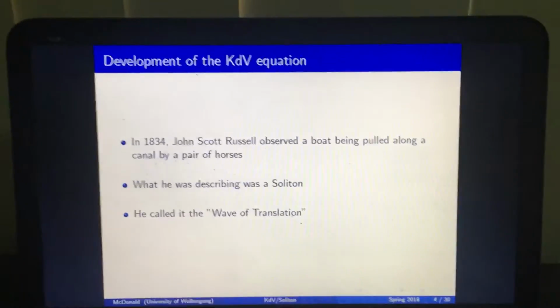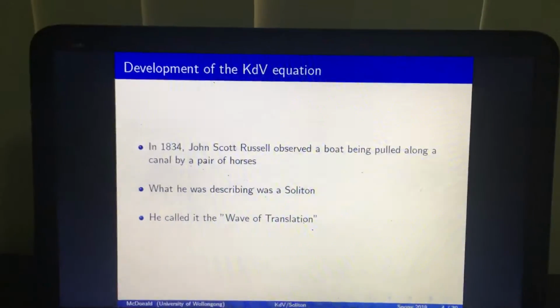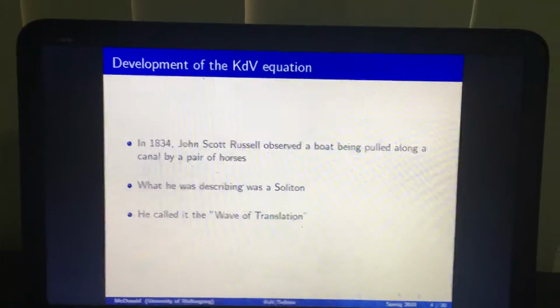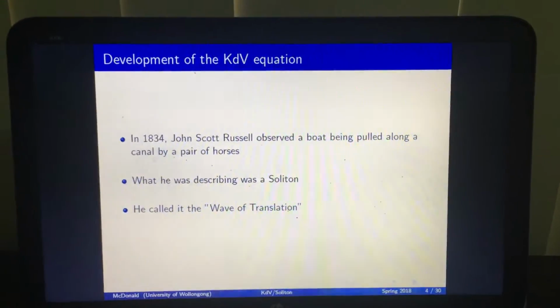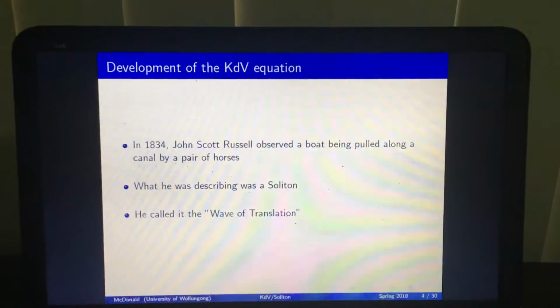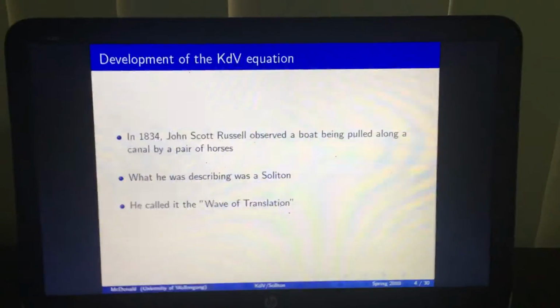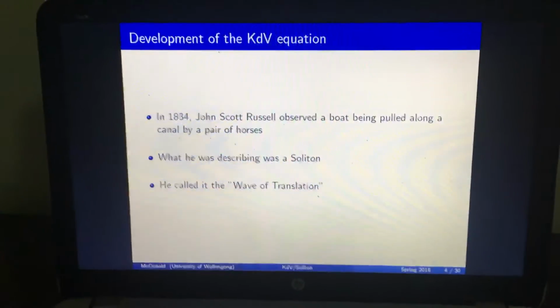Now, in 1834, a man by the name of John Scott Russell observed a boat being pulled along a canal by a pair of horses. And what he was describing in his notes, he called the wave of translation. And we now know that today as a soliton. And I'm going to read some of his notes.